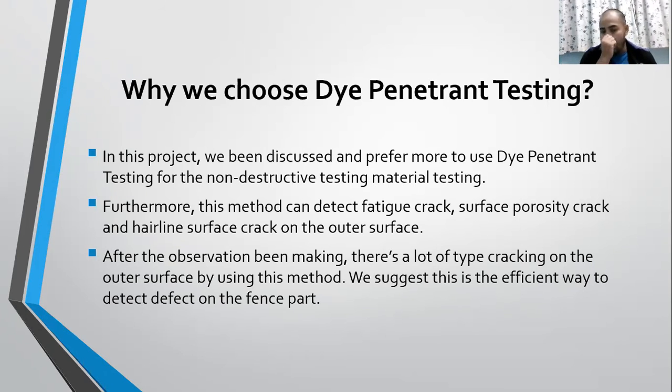By using this method, we can know the surface condition, because the temperature and the UV sunlight are very exposed since the fan is outside the house. We suggest this is the efficient way to detect the defect on the fence part. So dye penetrant testing is the fastest way to get the result compared to using other methods. All right, that's all for me.